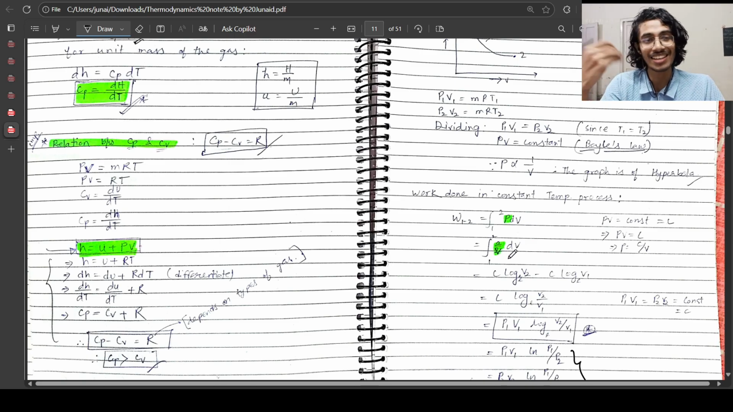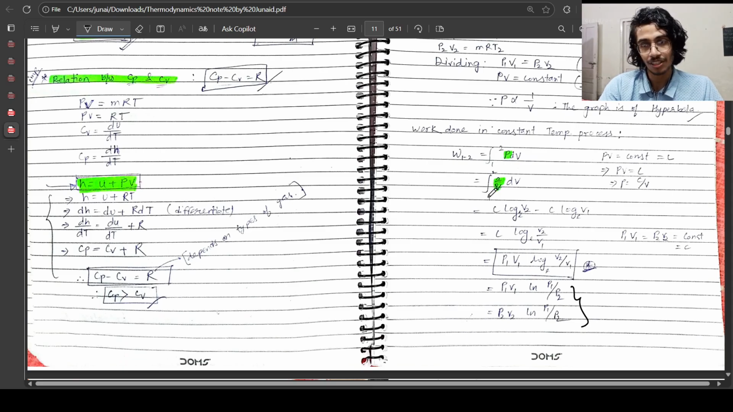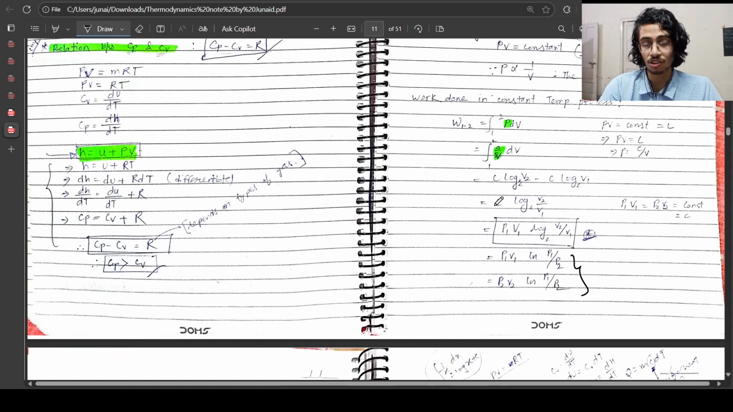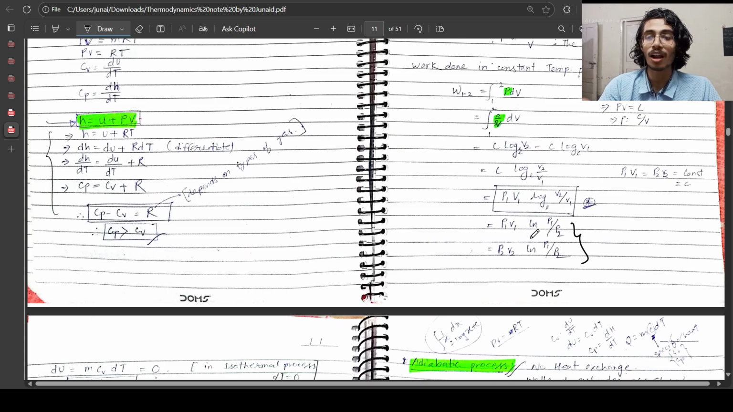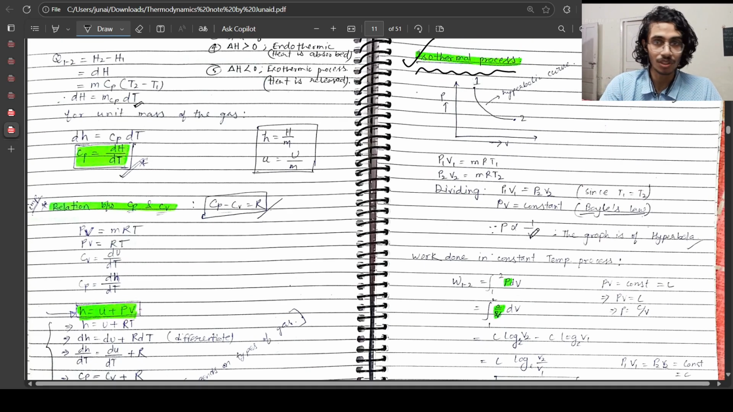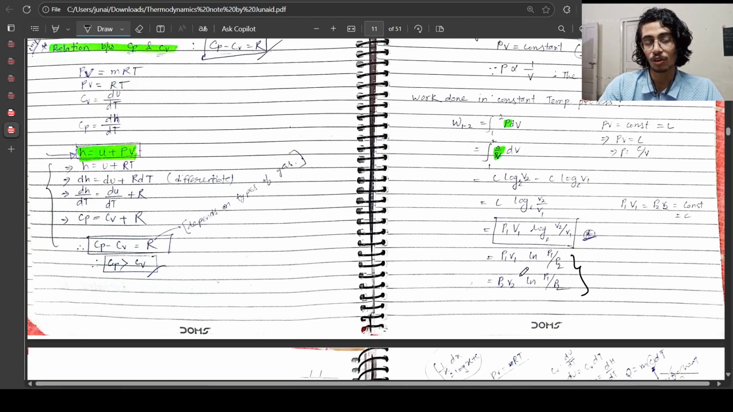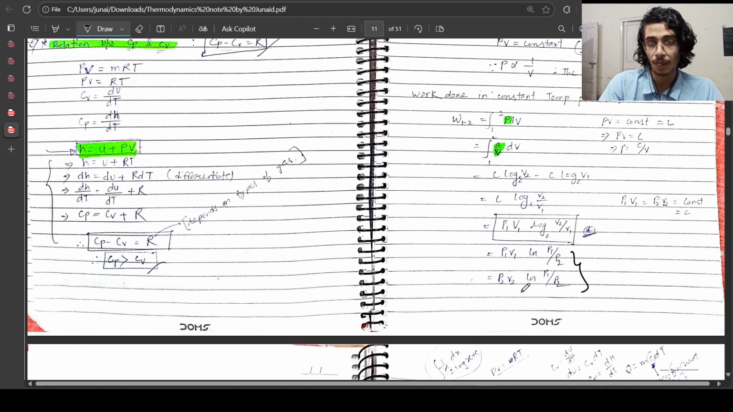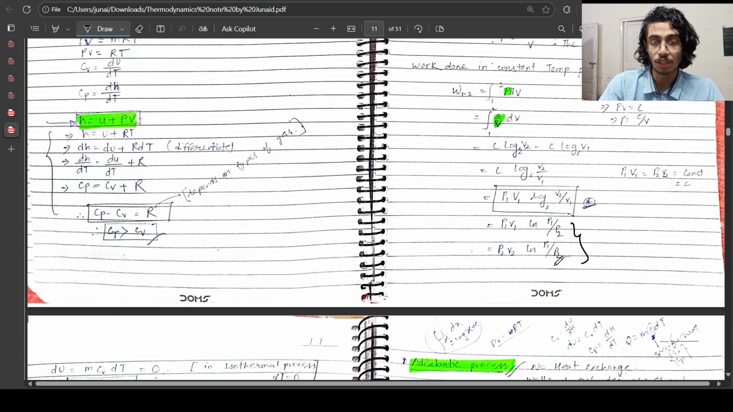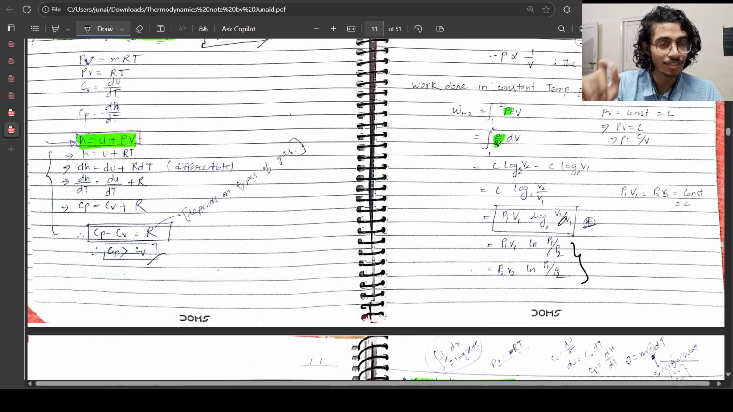In the gas laws, we have already studied that Boyle's law is the law where the temperature remains constant. That means PV equals constant, where P means pressure and V means volume. Using this and some calculations, we get the equation for the work done in a constant temperature process, and that is P1 V1 ln(V2/V1). Here V2 is the final volume and V1 is the initial volume. You can also write it as P1 V1 ln(P1/P2), or P2 V2 ln(P1/P2). These are the equations of the work done in the isothermal process.